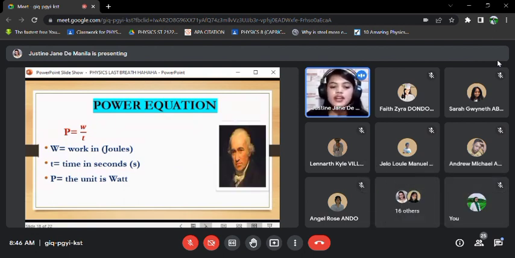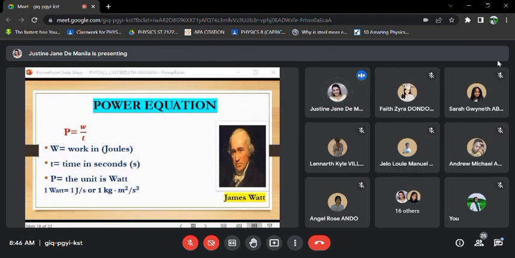So, this term watt was derived from James Watt. He was a famous Scottish engineer who invented the first modern condensing steam engine. And remember that 1 watt equals 1 joule per second, or 1 kilogram meter squared over second cubed.